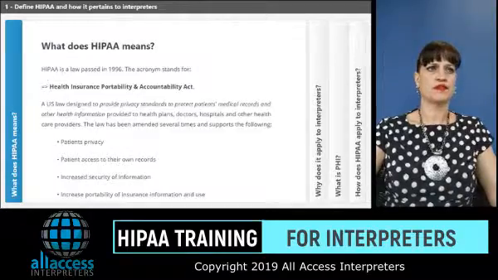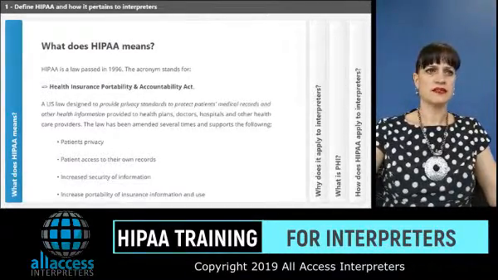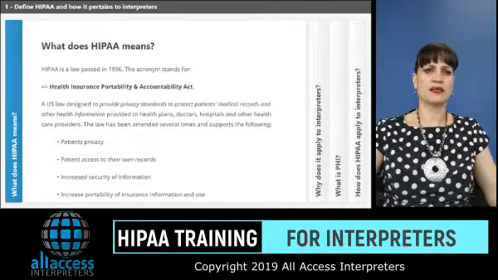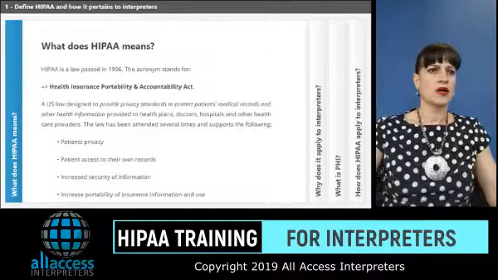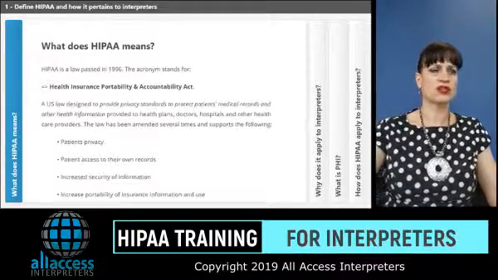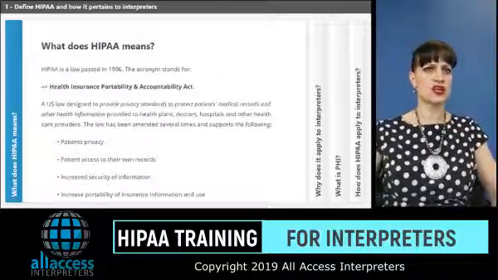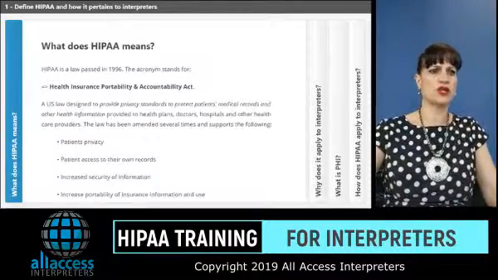What does HIPAA mean? HIPAA is a law that was passed in 1996, and the acronym stands for Health Insurance Portability and Accountability Act. It's a law that's designed to provide privacy standards and protect patients' medical records and other health information provided to health plans, doctors, hospitals, and other healthcare providers.